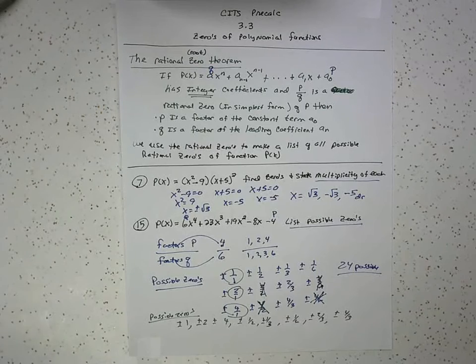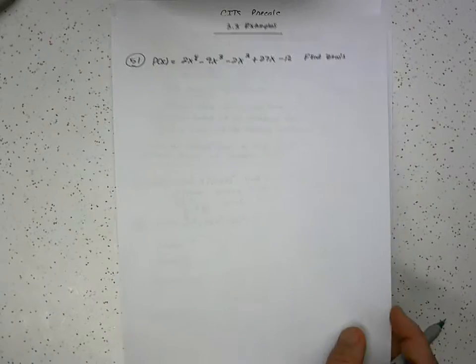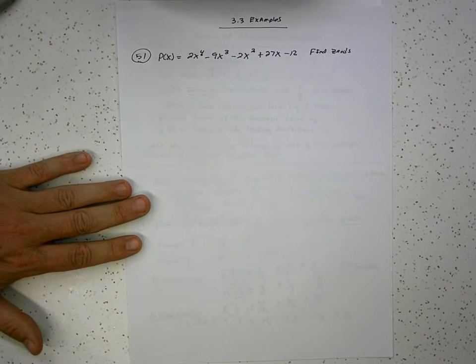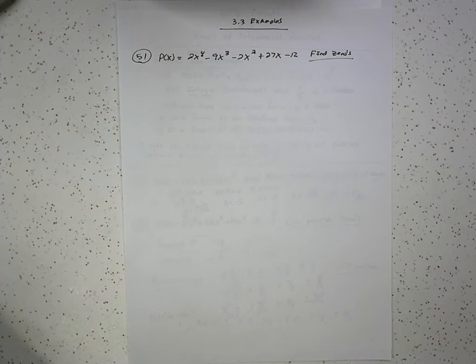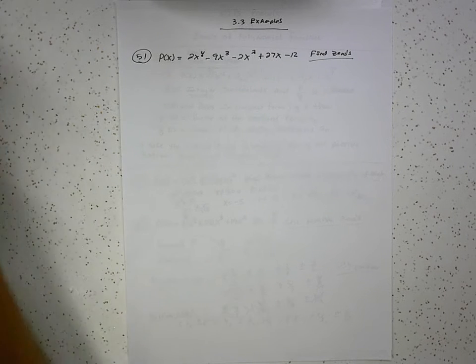Now you ask, okay, what does that do for us? Well, if we go back to section 3.1 where we learned synthetic division, we know how to find out if something's a root or not. We do synthetic division with it and hope that I get a remainder of 0. So here we go. This is number 51, which asks us to basically do the whole thing all at once. Okay, so it's the only example I'm going to do because they all build up to this.